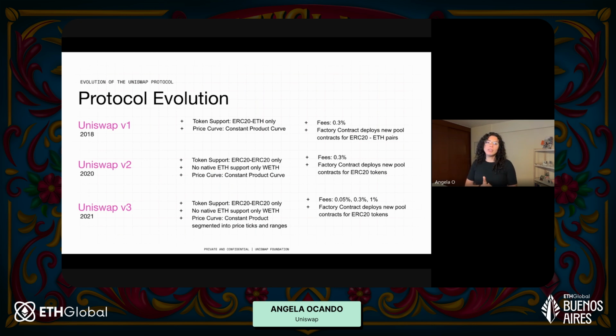Then in the V3 version back in 2021, this inherits all of the V2 and V1 versions, allowing you to trade ERC20 to ERC20 tokens, but now you have this price curve with concentrated liquidity. Now, as a liquidity provider, you can set the range where you're going to allocate your liquidity. And of course, that allows you to have more liquidity efficiency, better price execution, and so on. Along with more fee tiers, not just 0.3%, but now you have other options.